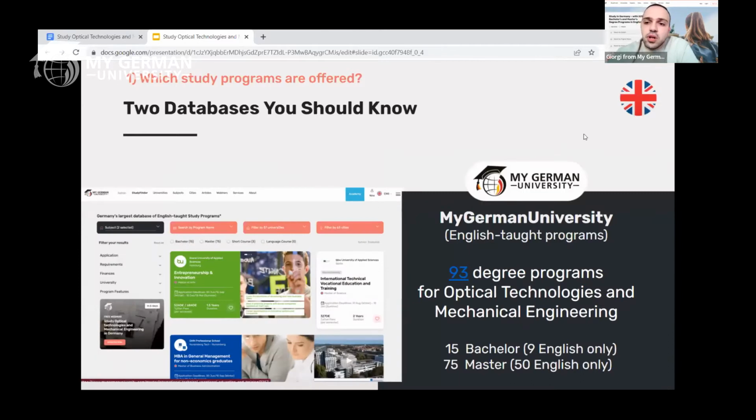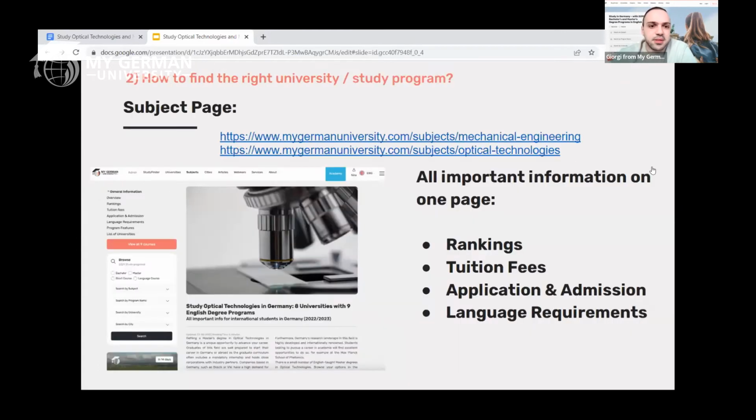But if you are more into English taught study programs, and I suppose most of you are, if not all of you, then MyGermanUniversity and our study finder, which was mentioned by Annette, should be your stop, because we have 93 degree programs for optical technologies and mechanical engineering in English. There are 15 bachelor programs and 75 master's programs, and out of 15, 9 are English only, and out of 75 masters, 50 are English only. So the choice is really great, and this is really nice.